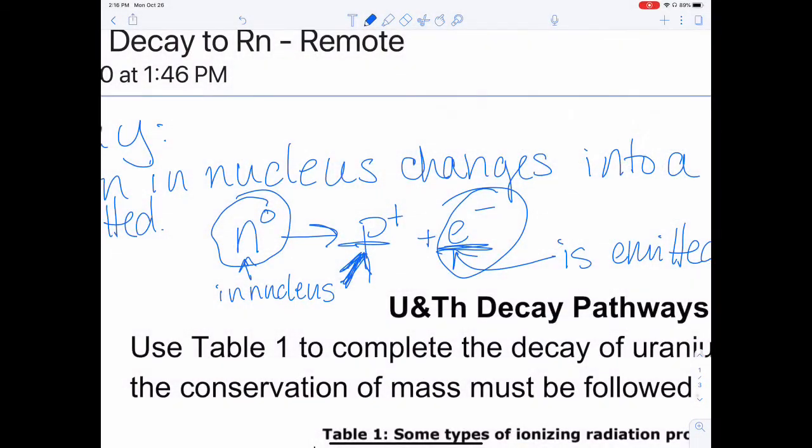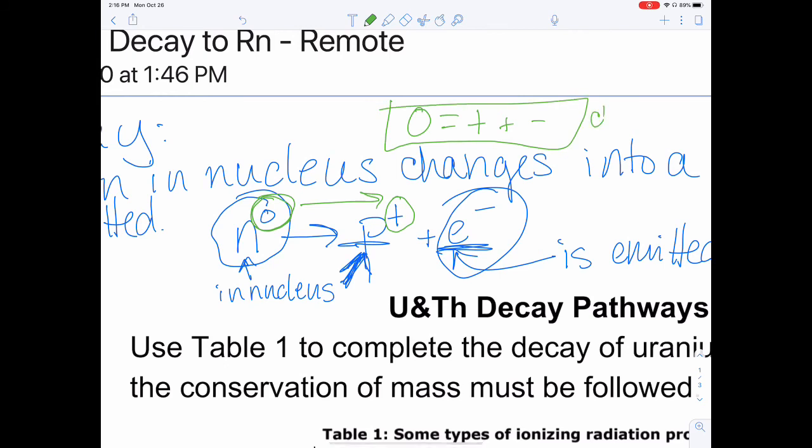Good luck. All right. There was one last thing that I wanted to point out during the video. I just watched it and realized that I forgot to point out the fact that in beta decay, when you have your neutron that has no charge and it breaks down into a proton and an electron, you can see that the charges stay the same. So you have 0 is equal to plus plus minus, and the math of the charges still works. Your charge on the reactant side is 0, and your charge on the product side is still 0. So your charges are still balanced.